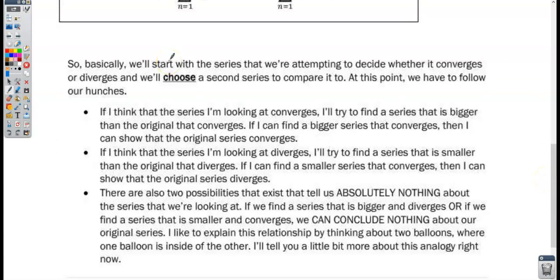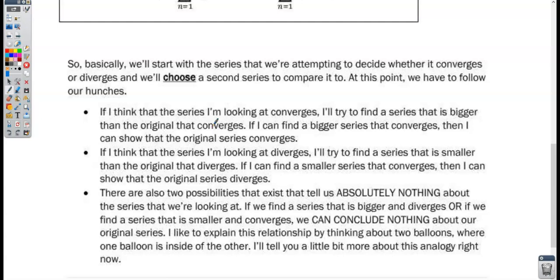So we're going to start with a series that we're attempting to decide whether it converges or diverges, and we're going to choose a second series to compare it to. At this point, we have to follow our hunches. What is that second series that we want to compare it to? Well, it's going to look something similar to it, and it's going to be something that we know converges or diverges, or can easily find whether it converges or diverges. On top of that, if I think that the series I'm looking at initially converges, I'm going to try to find something that's bigger than it that converges. If I can find a bigger series that converges, that tells me that the original series converges.